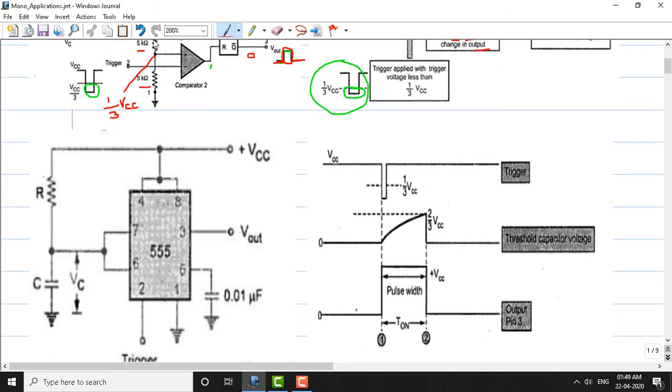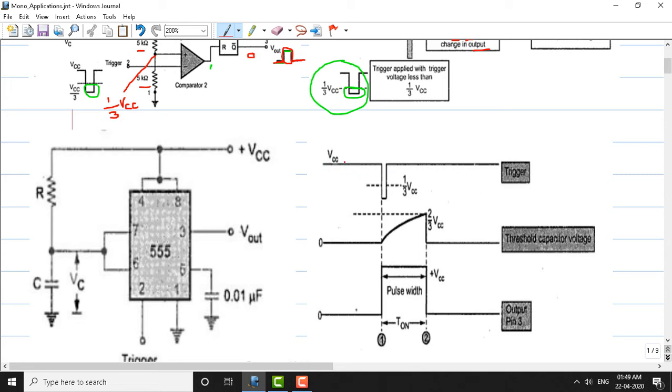So the same circuit diagram has been written in the form of a schematic here. You can see here there is a resistance, there is a capacitance here. The comparators, flip-flops, everything has been embedded inside this integrated circuit here. That's not visible to us. So this circuit is called a schematic circuit of monostable multivibrator. And this shows the monostable multivibrator waveform.